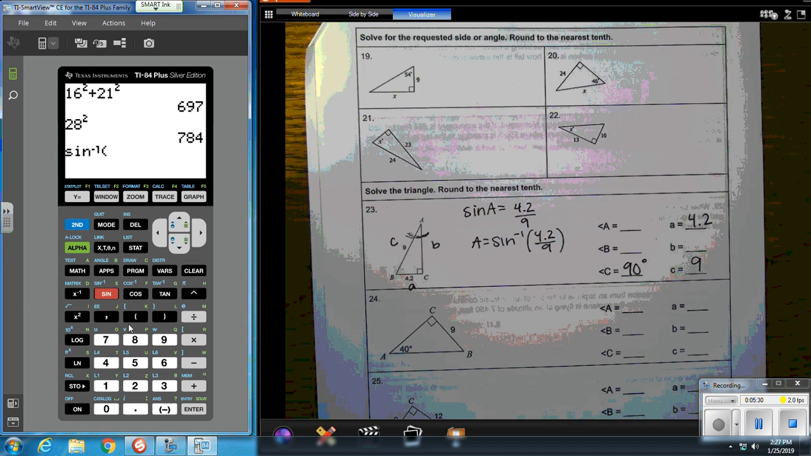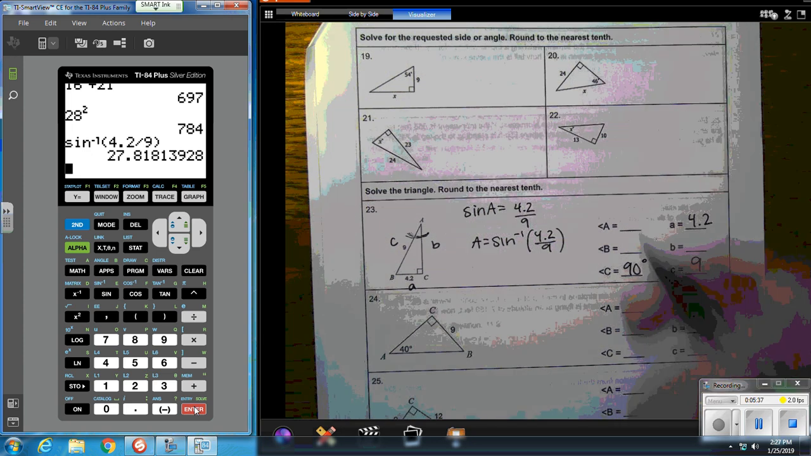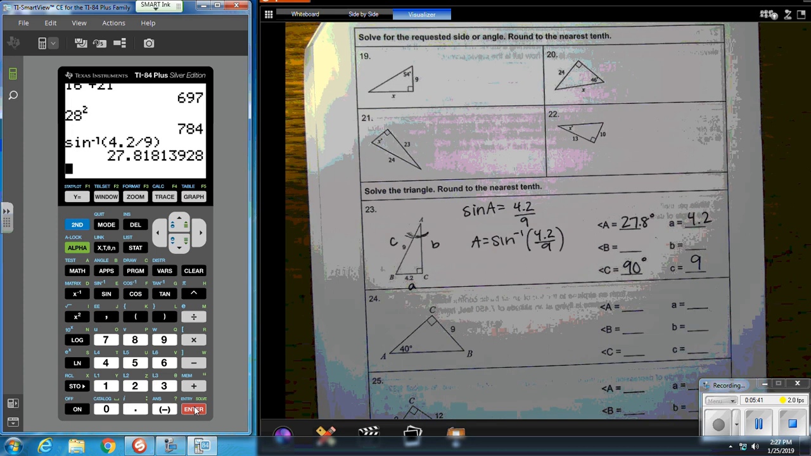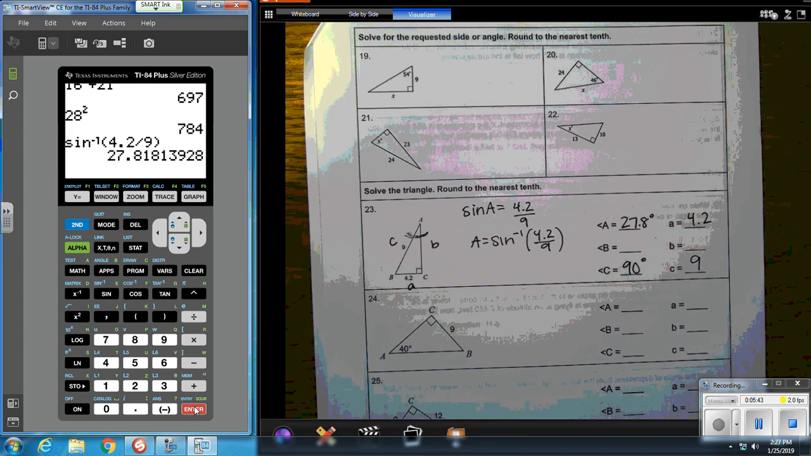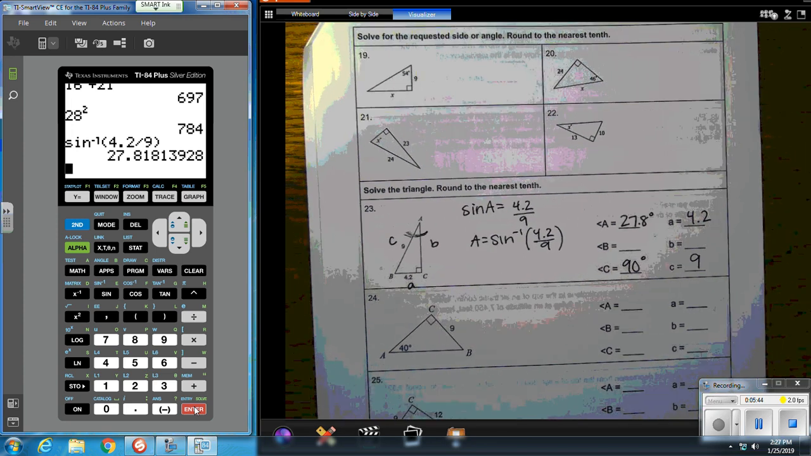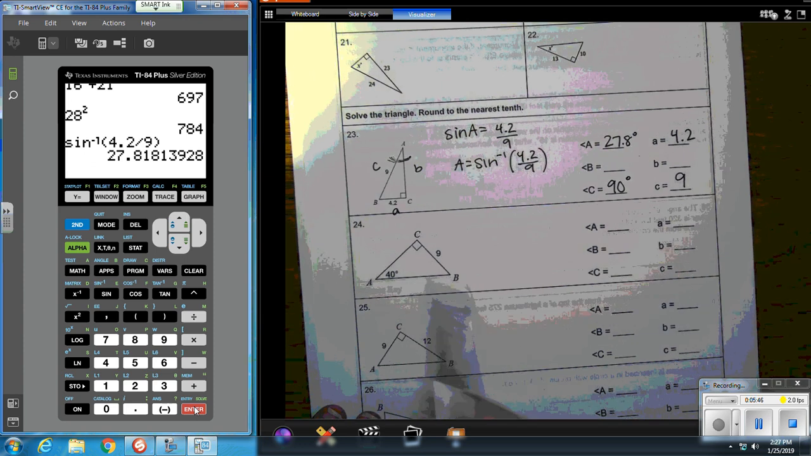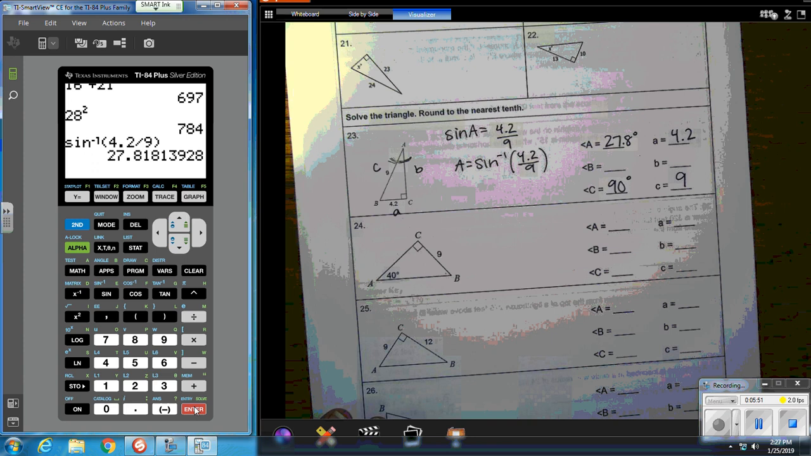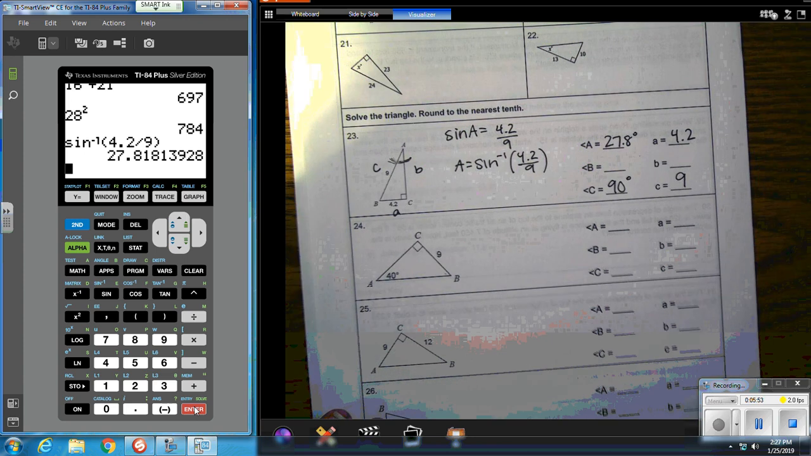Make sure your calculator is in the correct mode, because if it's not, it won't do it correctly. Here I'm going to get 27.8 degrees, and then to find your angle B, you can just subtract those two from 180. Number 24 is a little bit different, but you're doing basically the same thing. You can find your third angle here by subtracting from 180, just like we just did on the last one.